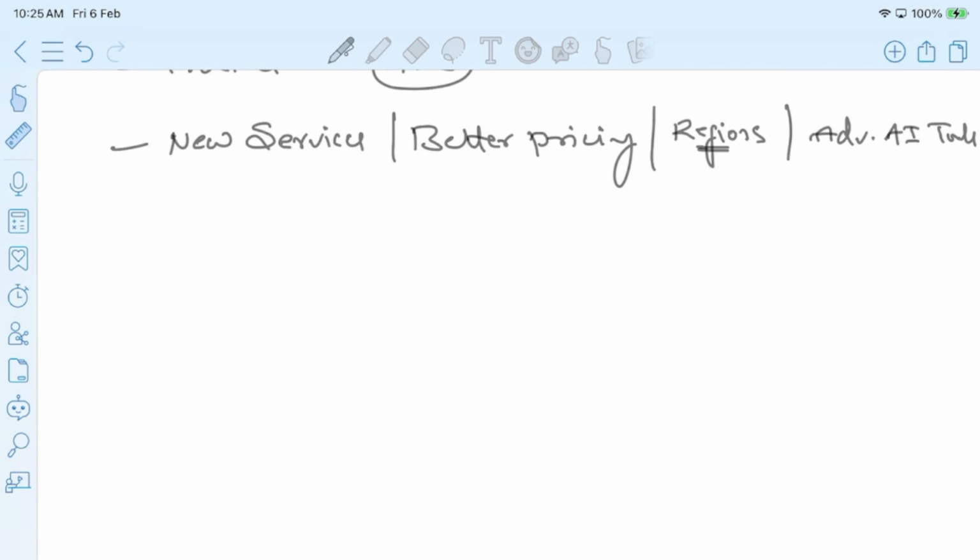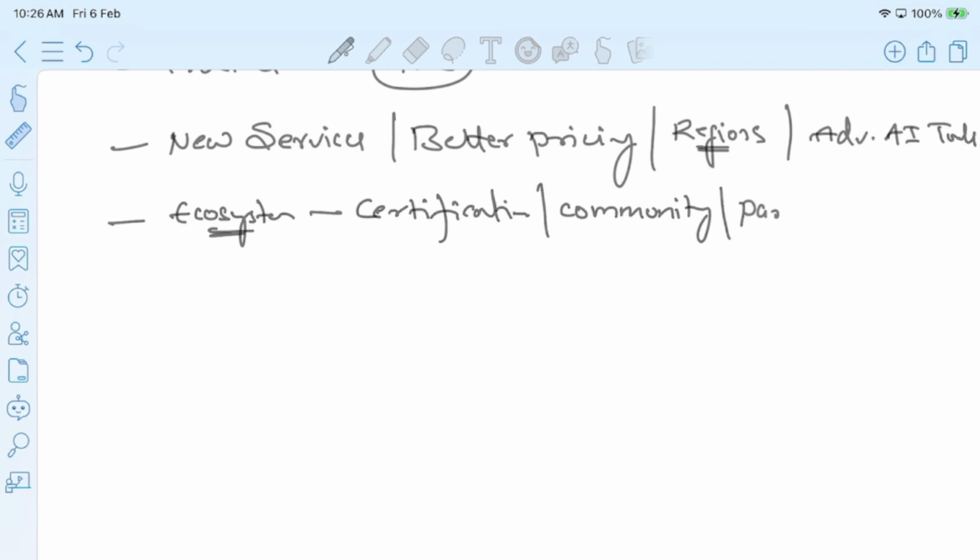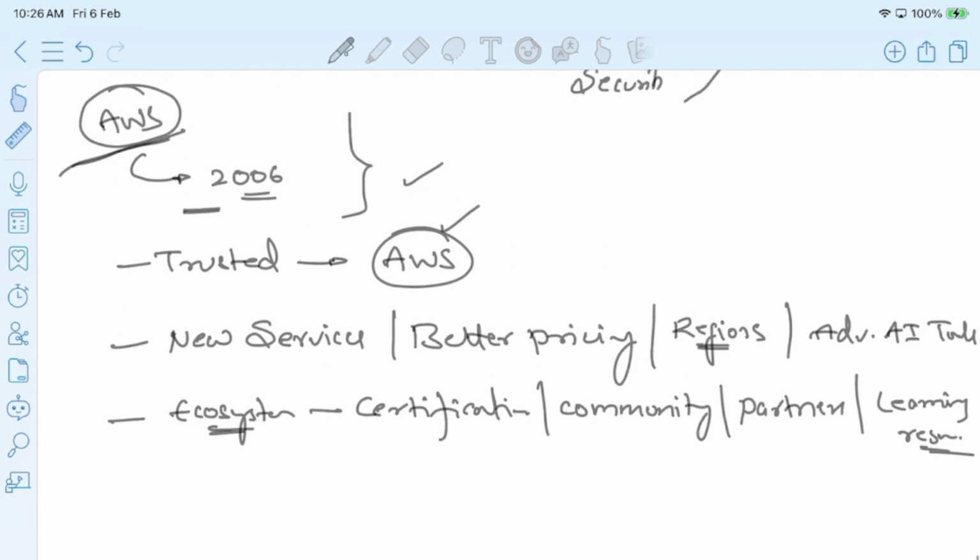And it has a strong ecosystem also. AWS is building a strong ecosystem in the form of globally recognized certifications, community channels, partnerships and partner recognition, and learning resources using Skill Builder. So it is building a strong ecosystem across the globe. Finally, I am going to conclude why AWS is very popular, because so far I have been telling you that AWS is very popular with this information.